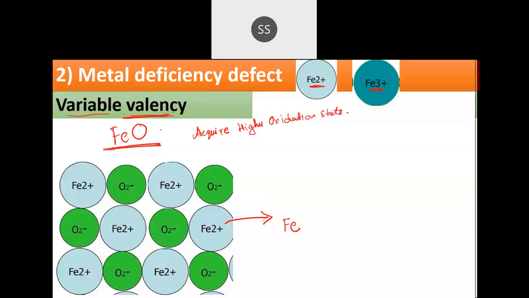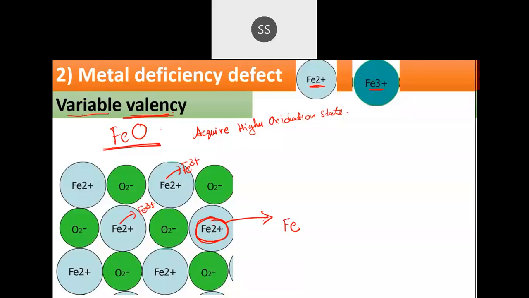So I am telling you this: if one Fe ion has gone out from the lattice, how much charge has become less? 2 positive charge has become less. So that has to be nullified, correct? That 2 positive charge has to be nullified. So what happens is this Fe2+ will convert itself into Fe3+, then you will get one extra charge there, and another Fe2+ will convert itself into Fe3+, to nullify this 2 positive charge. Able to understand whatever I said?